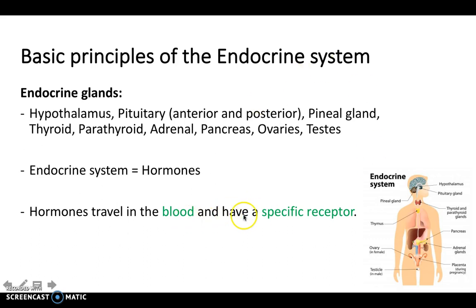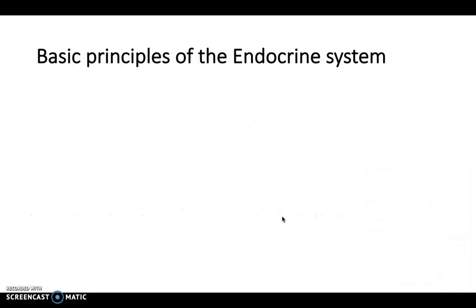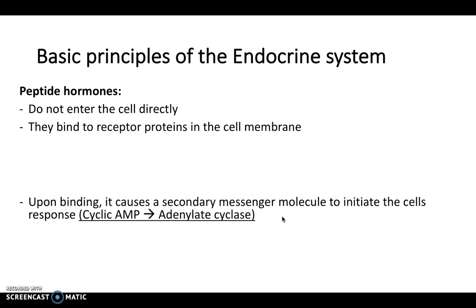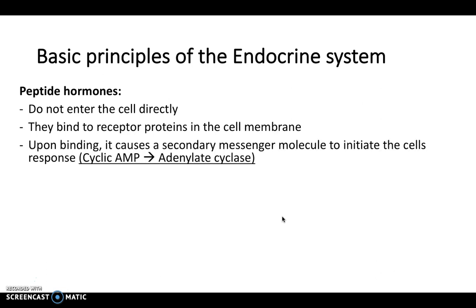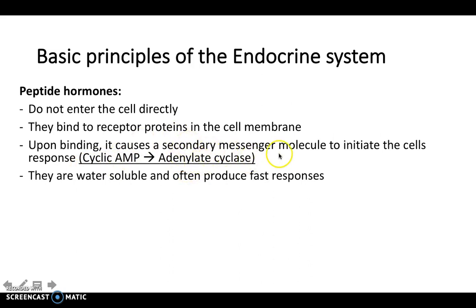So hormones travel in the blood and have a specific receptor. And there are two types of hormones. They can be peptide hormones or steroid hormones, and this determines the way that they act. So peptide hormones don't enter the cell directly. They bind to receptor proteins in the cell membrane, and upon binding cause a secondary messenger to initiate the cell's response. So an example of a secondary messenger is cAMP or cyclic AMP, which then causes adenylate cyclase to be released. Peptide hormones are water soluble and often produce fast responses.